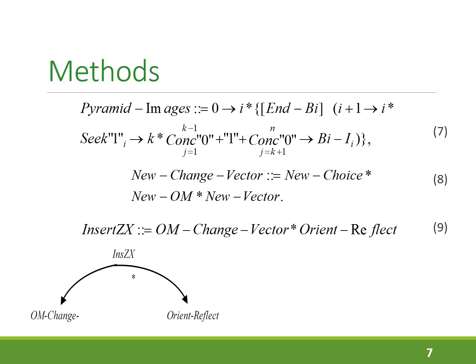Operator OM change vector, formula number 8, simulates the launch of the mechanism of constructing the image of the untying, because new choice, new OM, and new vector operations are performed sequentially. The ins ZX unblocks constructor, see formula number 9, runs the corresponding OM change vector mechanism and submits its results to the oriented reflex model.